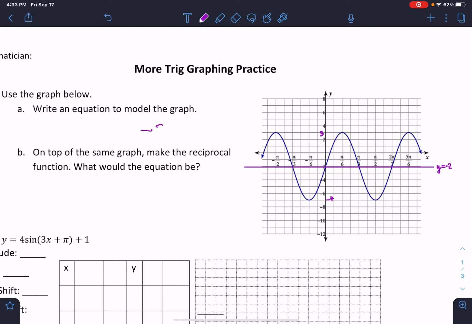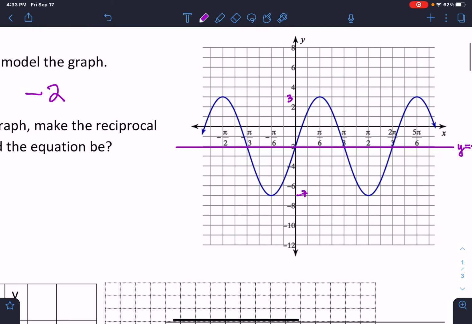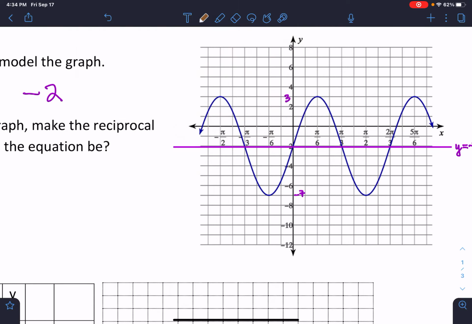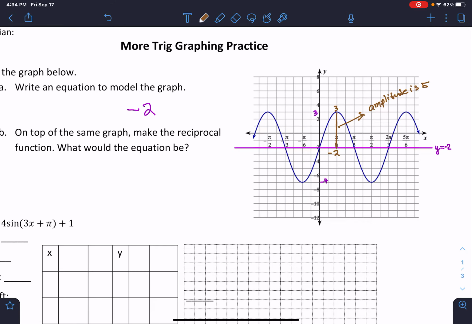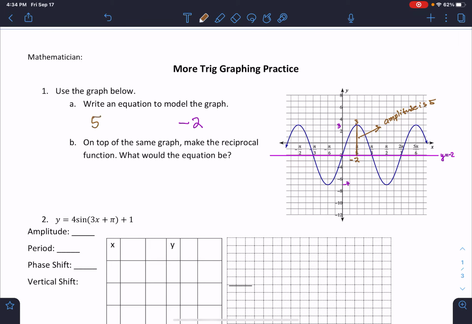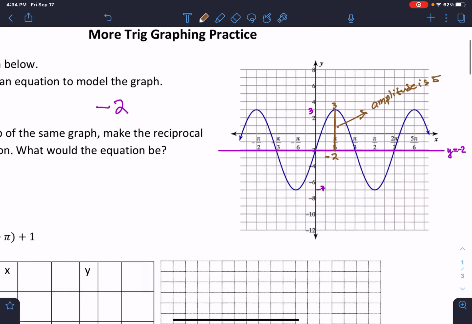So when I'm making my equation, I already know that it's going to be -2 on the outside because my graph was pushed down by 2. Next thing I'm going to do is figure out what my amplitude is. So I'm going to draw a line from my midline to my max, which is from -2 to 3. So I know that my amplitude is 5. So I know that in the front is 5. Whether or not that's flipped or not, I don't know yet. We'll discuss that next. But I know for now that my amplitude is 5.